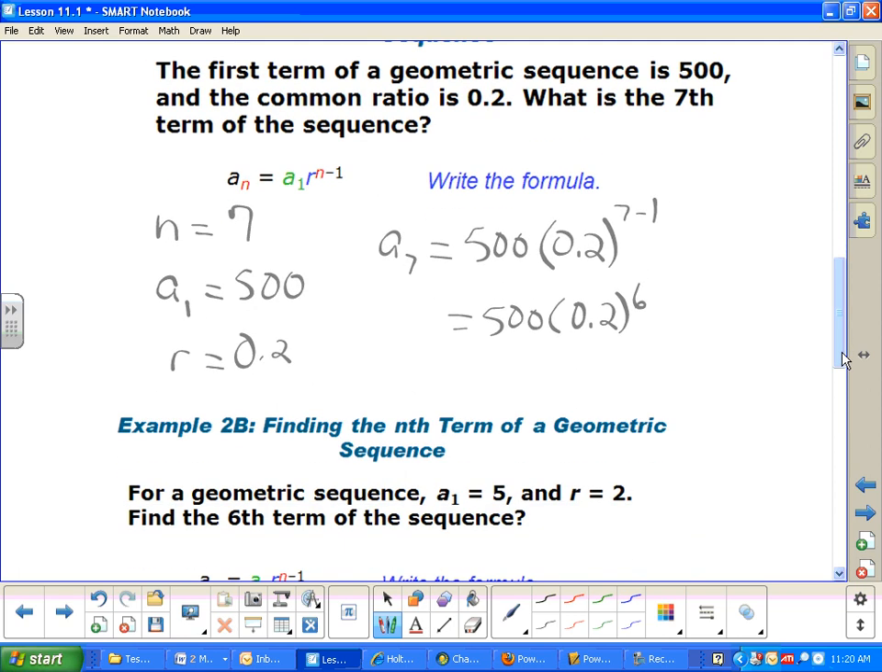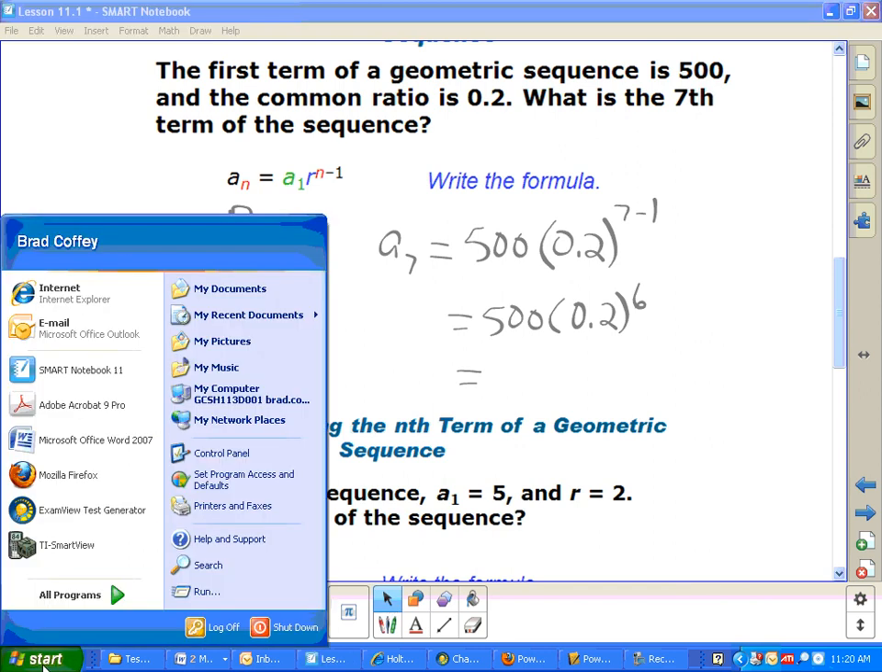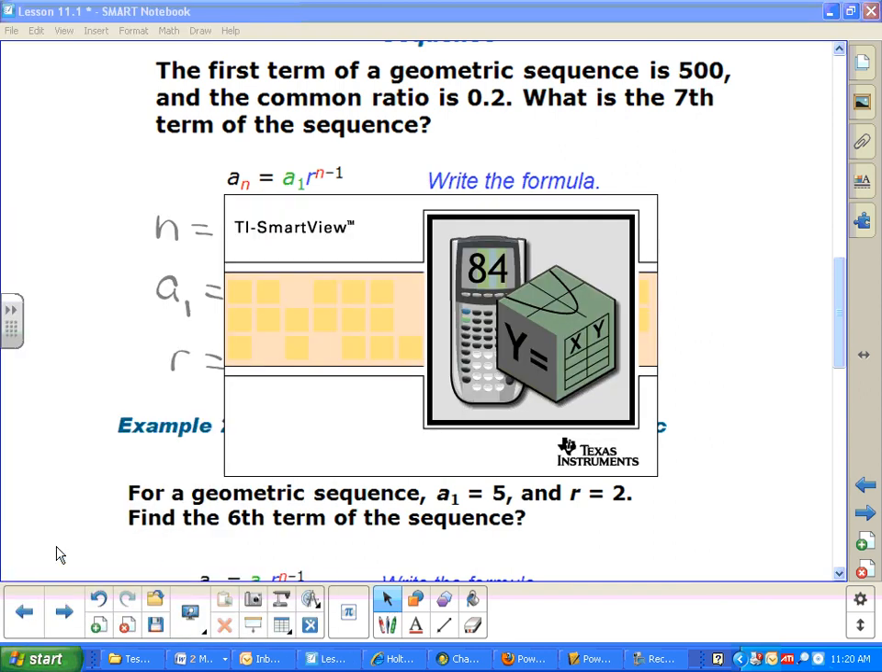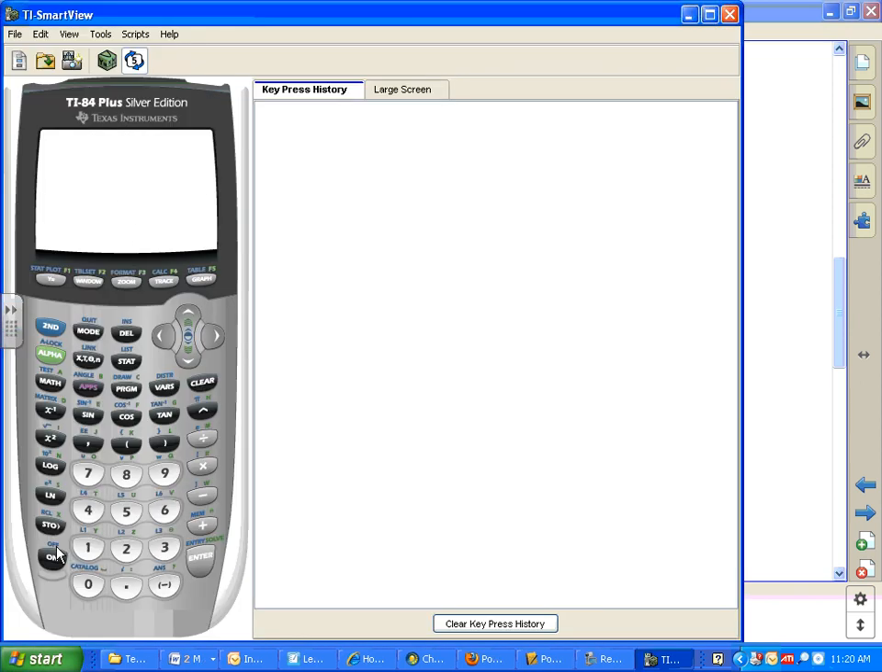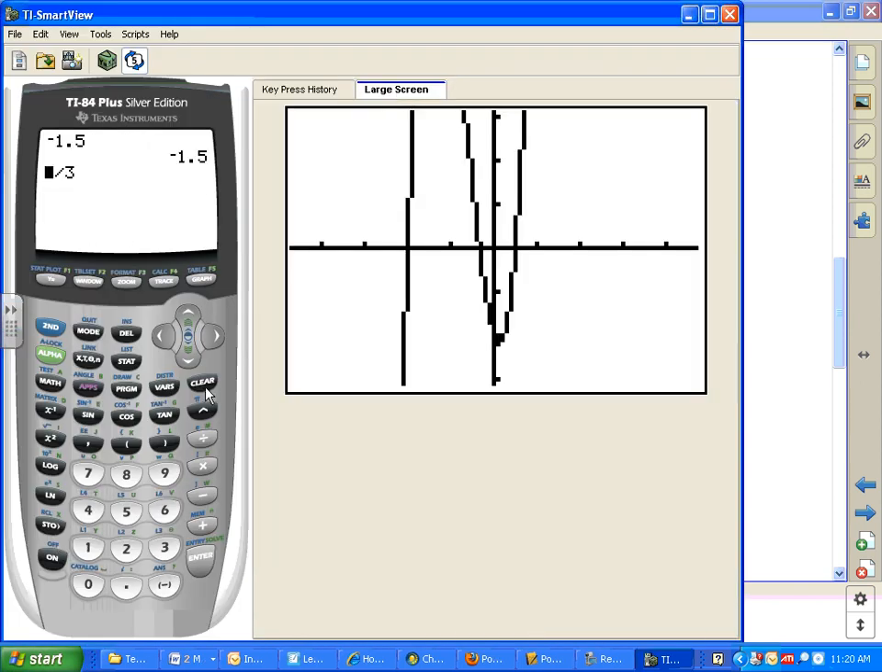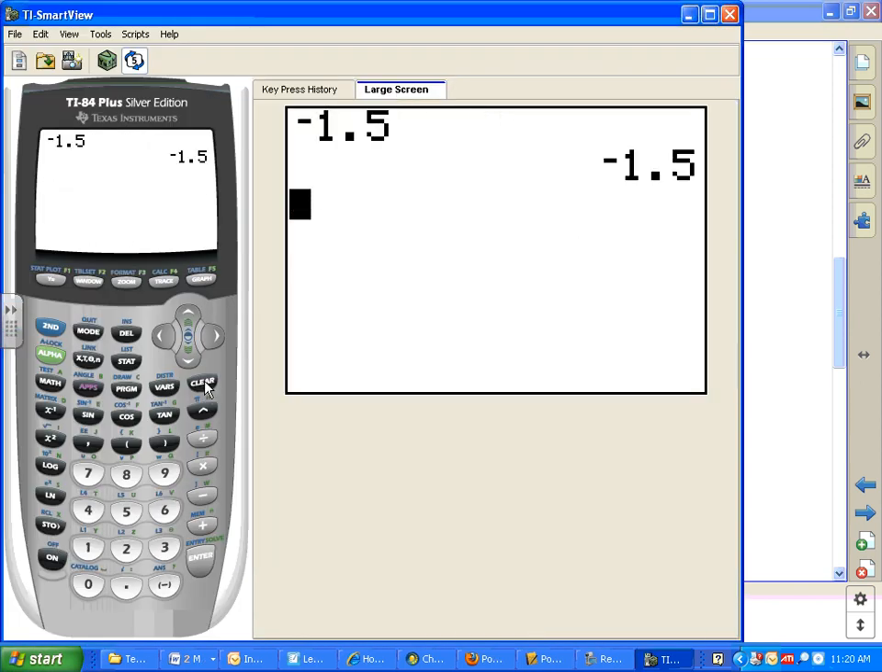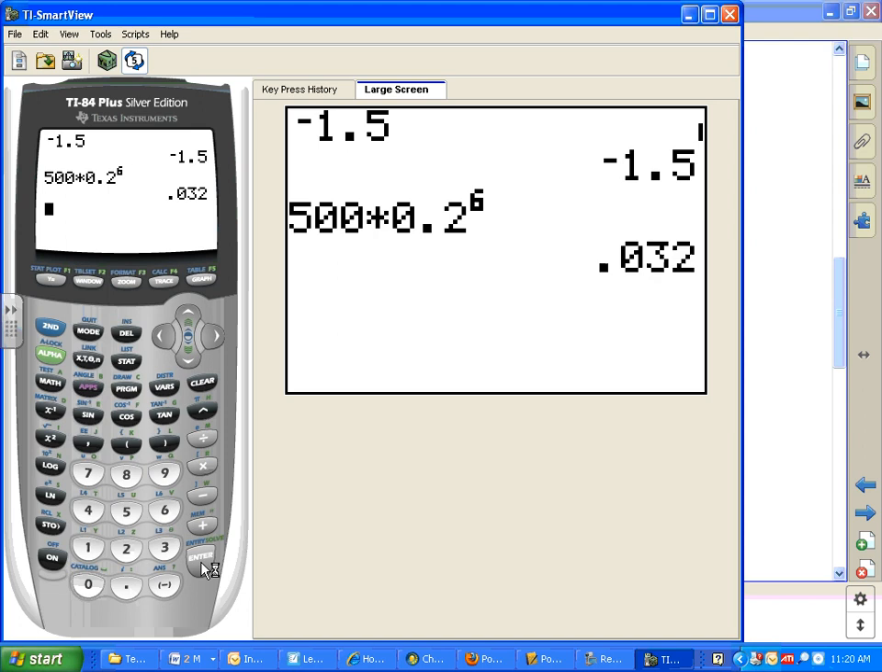All right. So let me pull up my calculator, and we'll calculate it together with mine. So 500 times, and you can just use the times sign here. You don't have to use the parentheses. 0.2 raised to the power of 6. And we get 0.032.